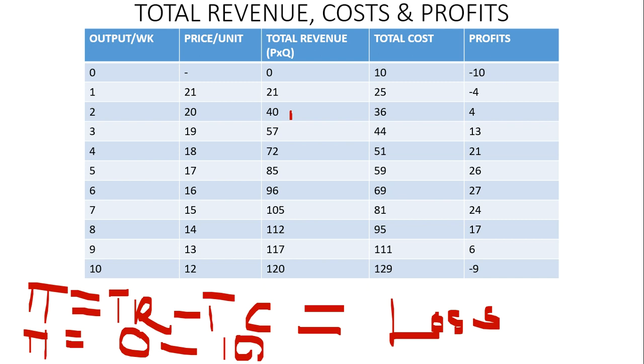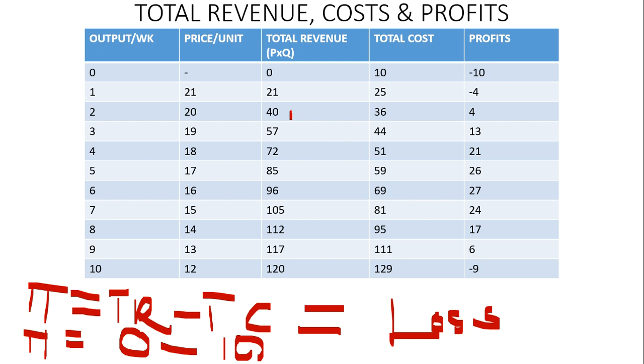So the analysis is the same until the 10th unit, where at the 10th unit the price is 12. So price times quantity, you have 120 as your revenue, and then you find that the cost is 129. So since the revenue side is less than the cost side, you have a loss of 9 kwacha.